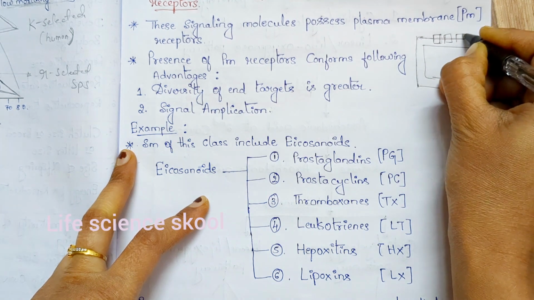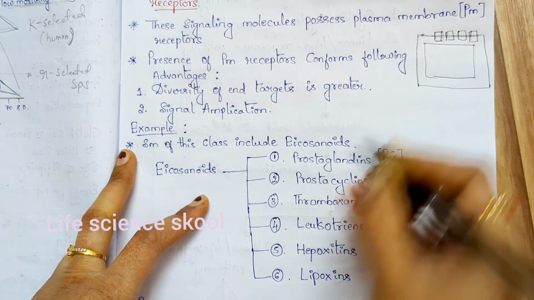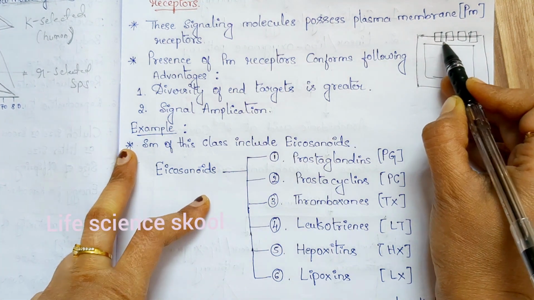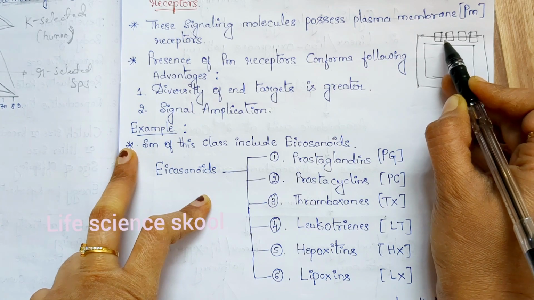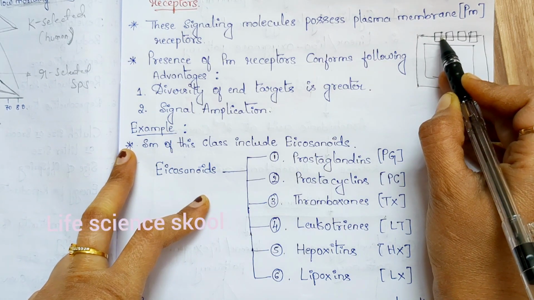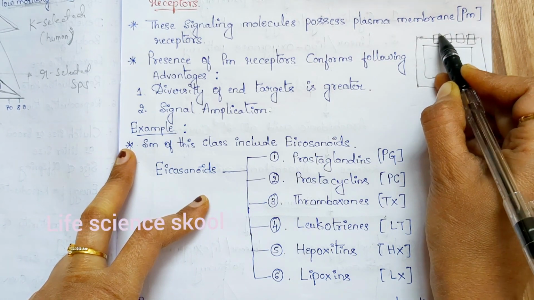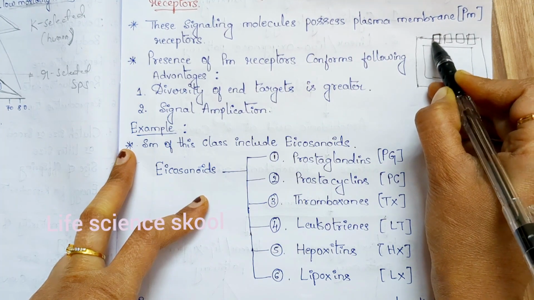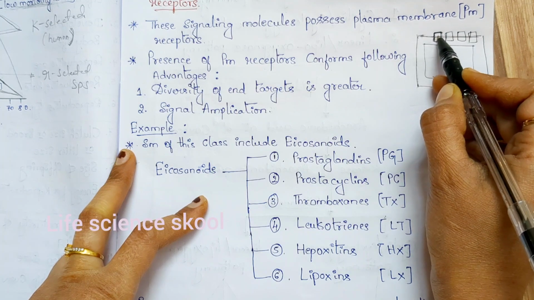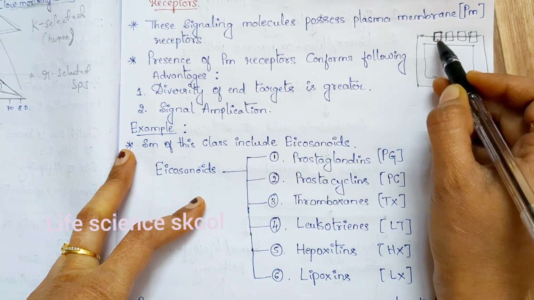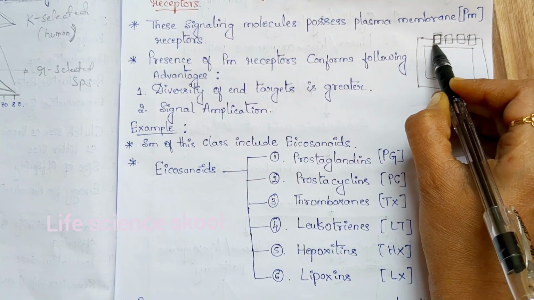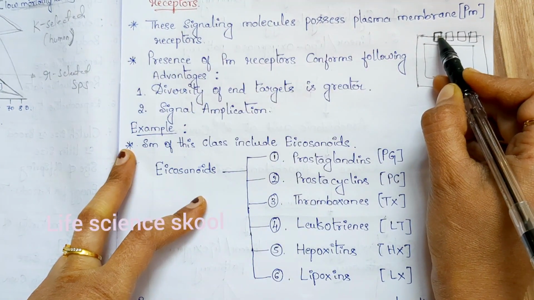You can see the receptors over here. So these signaling molecules possess plasma membrane receptors. The plasma membrane will be having the receptors. I mean to say, the receptors will be located on the plasma membrane for these signaling molecules.